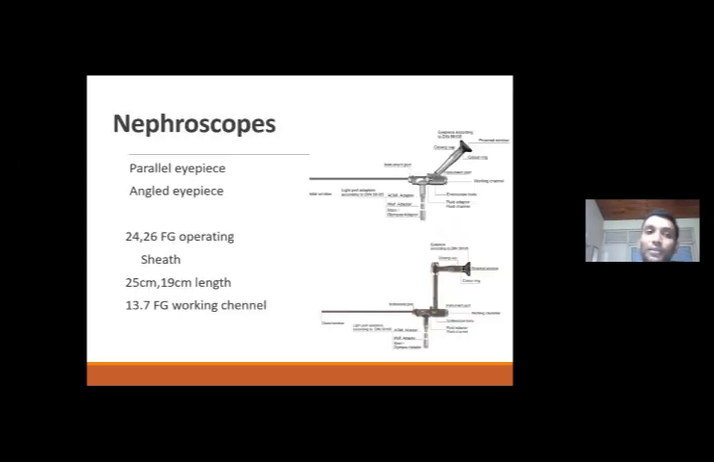Then the nephroscopes have a parallel eyepiece or an angled eyepiece, with a 24 to 26 French gauge operating sheath. It is usually about 25 to 30 centimeters in length with a 13.7 French gauge working channel.